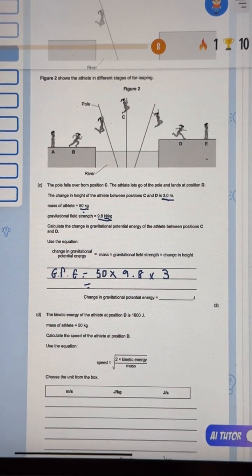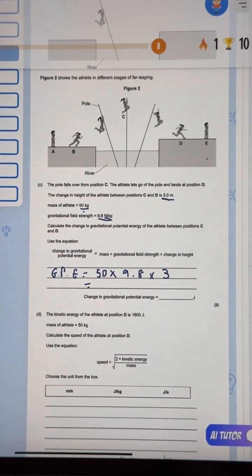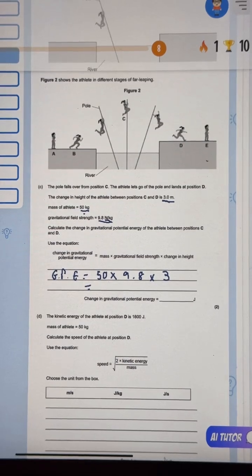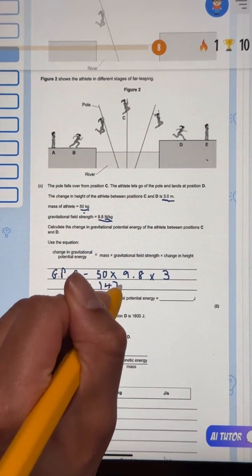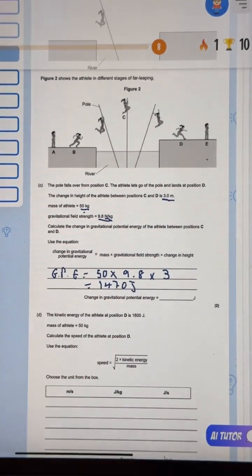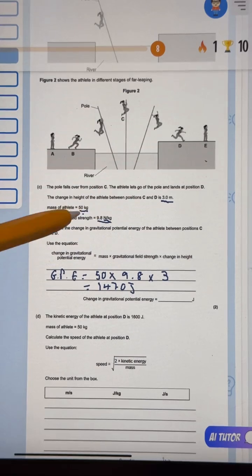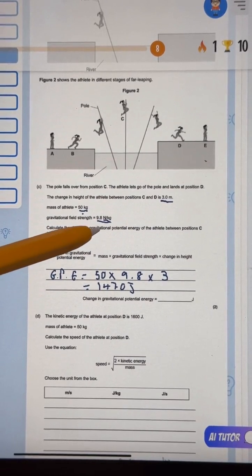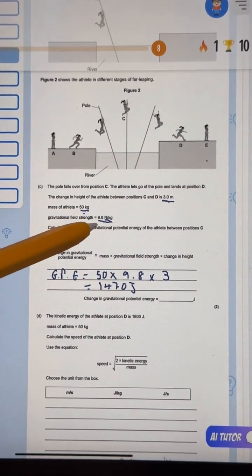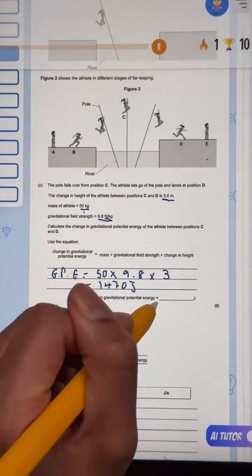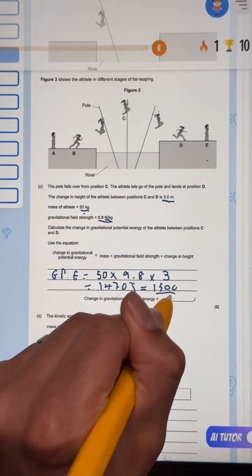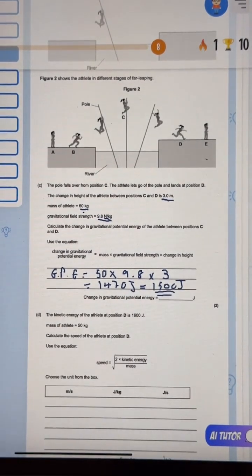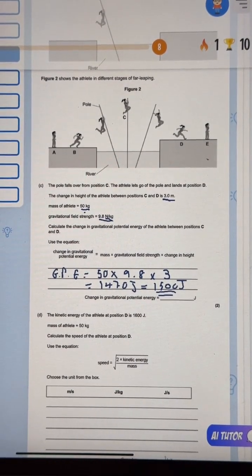Has anyone done it? If not, I'll tell you the answer is 1,470 joules. You can give that as an answer, but the most significant figures they give in the question with all these numbers is two significant figures, right? 1, 2, 1, 2, 1, 2. So you can also give your answer to two significant figures, which is rounding this to 1,500. Cool.